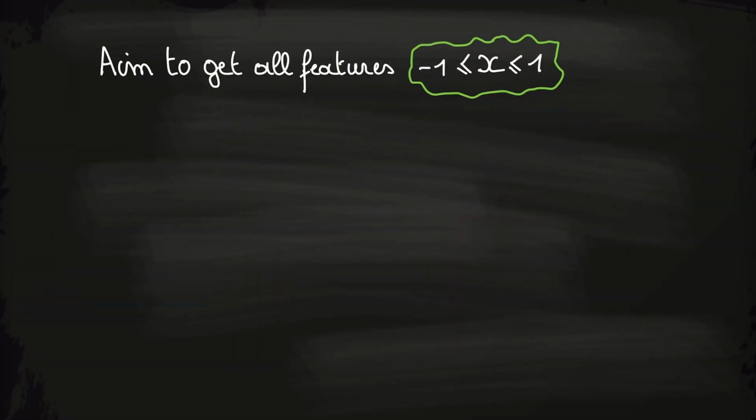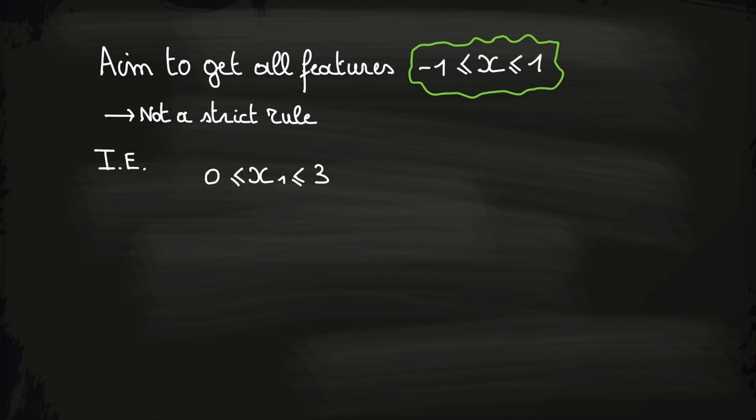You should aim to get your features between -1 and 1. However, this isn't a strict rule. If your features are a little bit bigger or smaller than this range, this will be no problem. However, try to stay close to this range. For example, if we have a feature x1 that is between 0 and 3, this is fine. If we have a feature x2 that is between -3 and 1, that is fine.